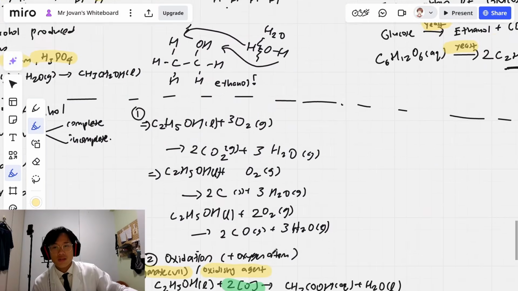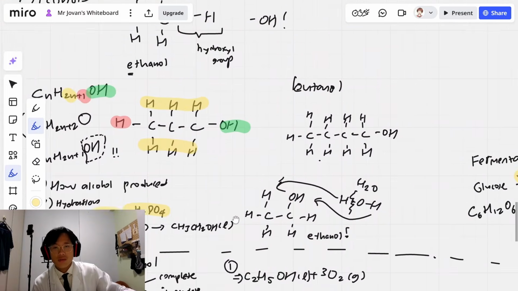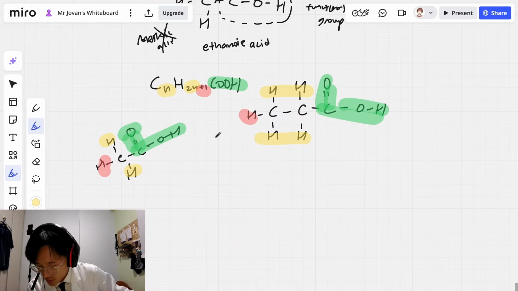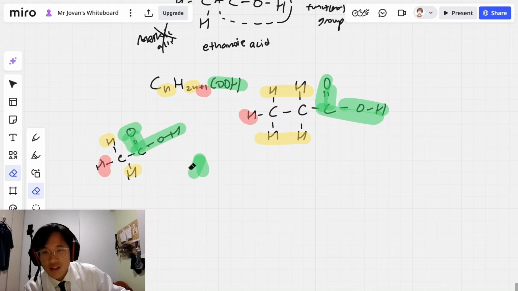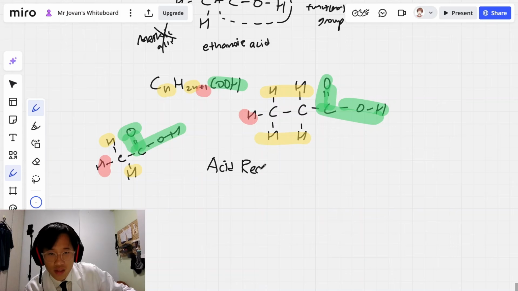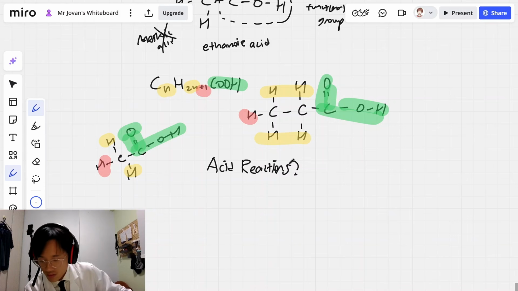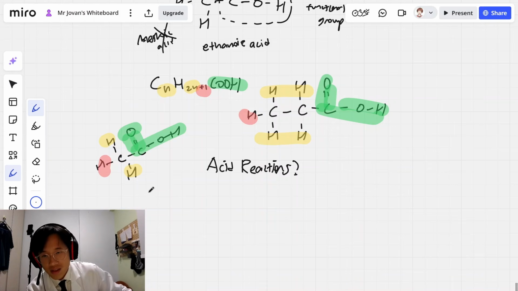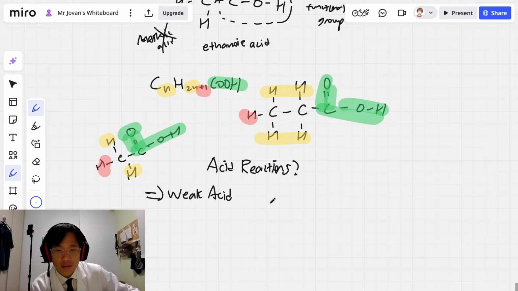Okay, so let's move on. Let me see what I did on top. Let's move on to the reactions of carboxylic acid. Carboxylic acids have the typical acid reactions. Do you know what the acid reactions are? Because carboxylic acid has acid in its name, but what kind of acid is it? It's a weak acid. Just take note. What does weak acid mean?